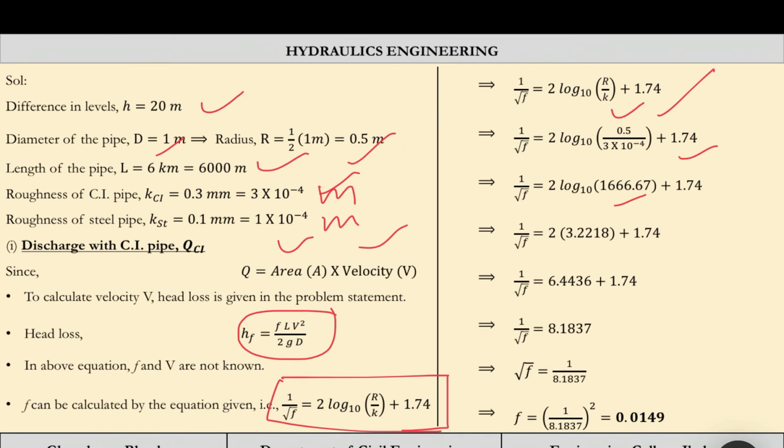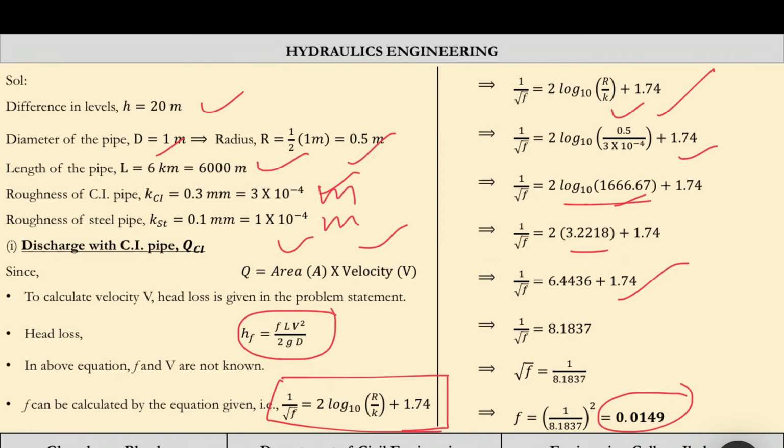1666.67. Take the value of log. So log of 1666.67 is coming out to be 3.2218. Multiplied by 2 is 6.4436 plus 1.74 is the constant, and this is 1 by root f. Just take the reciprocal and square on both sides. Now we are getting f as 0.0149.